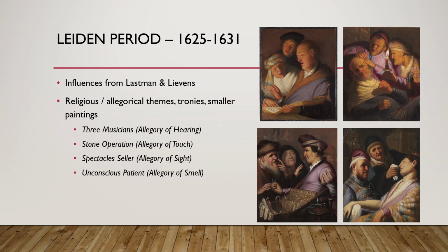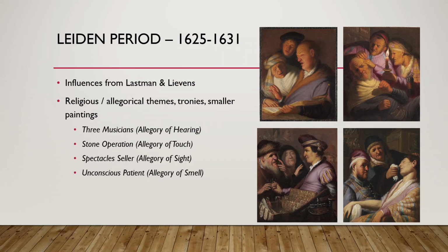And one of his earliest found paintings were renditions of the five senses. So these four you can see here. You see The Three Musicians, the allegory of hearing, that's the top left one. Then The Stone Operation, allegory of touch, that's the top right one. And then at the bottom left, there's The Spectacle Seller, which is the allegory of sight. And then the bottom right, Unconscious Patient, which is the allegory of smell. So these belong to a series of the five senses. Now the fifth sense has not been found yet, or we don't even know if it has been made at all.